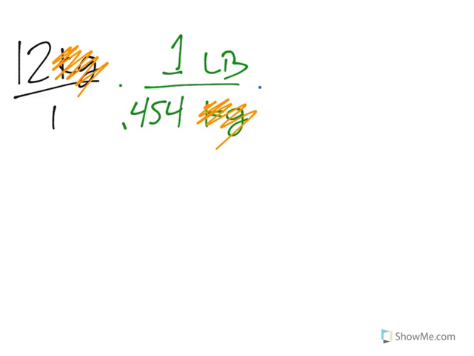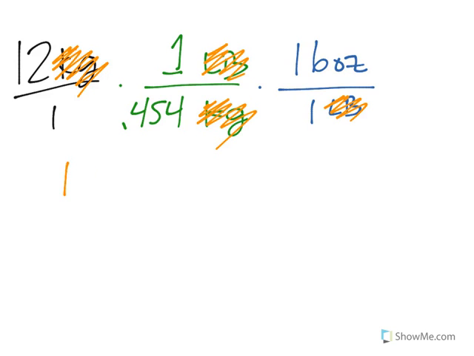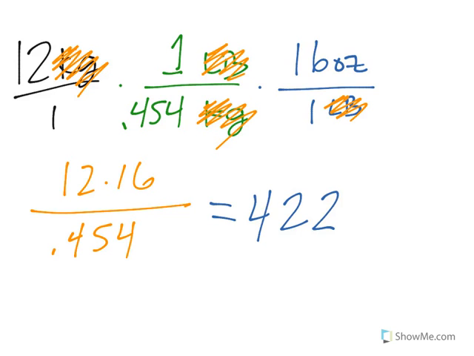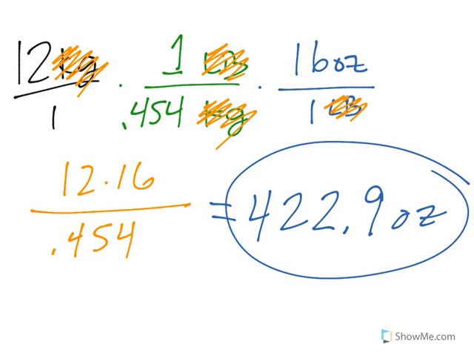And then just like the last one, we know that 16 ounces is 1 pound. That final conversion doesn't change, but it gets me out of pounds. So now on the top, we're going to multiply 12 times 16, and we're going to divide by 0.454 because it's in the bottom, right? Any numbers in the bottom you have to divide by. So when I do that, I get 422.9 to the nearest tenth of an ounce.